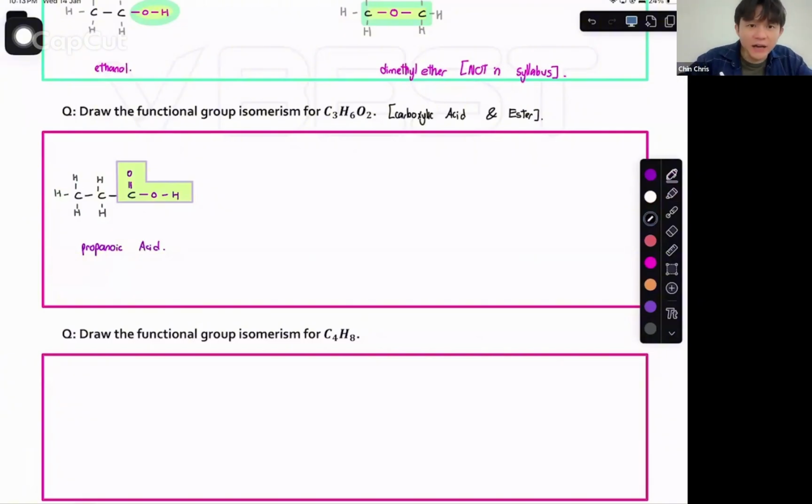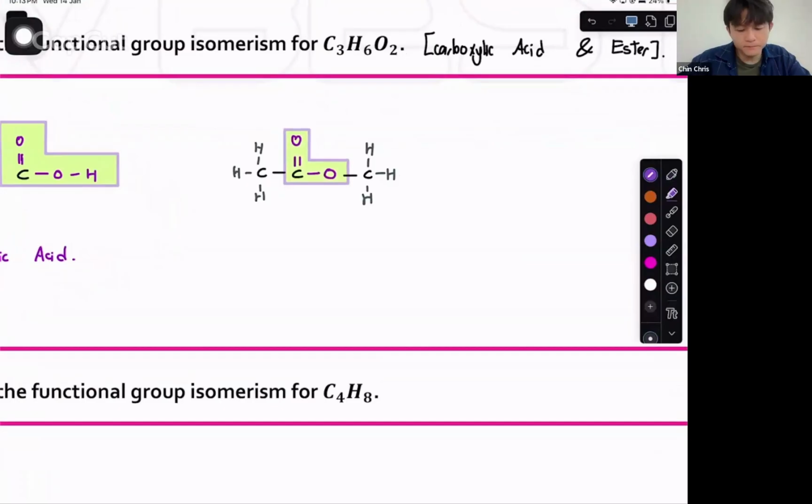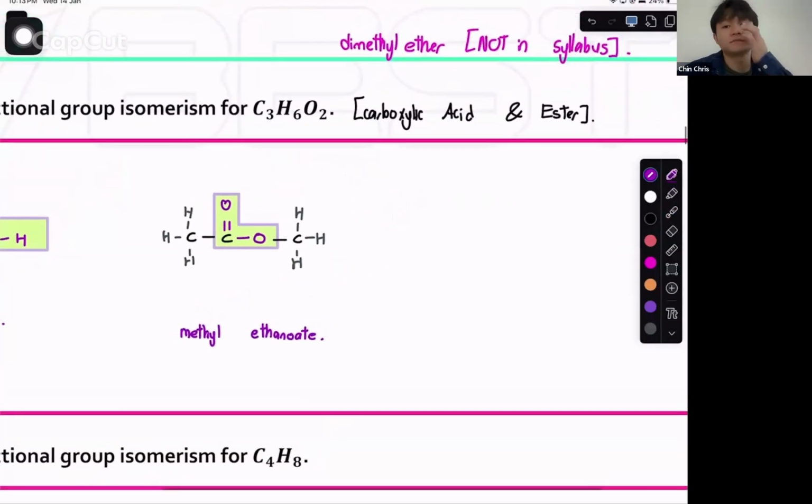Okay. So for the 3-carbon carboxylic acid, done. But what about ester? I can draw a C, put a functional group here, double bond O, then connect back to a C. Put down all the hydrogens. All right, guys, do you see this is my ester functional group? COO. And how do you name ester? We always name from the alcohol end, which is here. So this is a methyl. Then we name the carboxylic acid end, ethanoate. That's it. Clear?